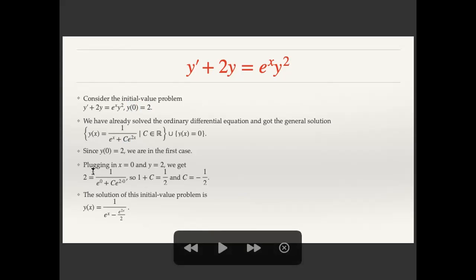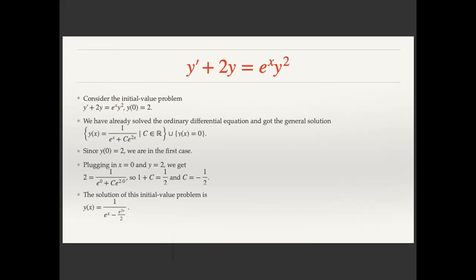So we plug in x equals 0 and y is equal to 2, as you can see here. So y becomes 2, 1 is still itself, 1 over e to the 0, so e to the x becomes e to the 0, plus constant times e to the power 2 times x, which becomes 2 times 0. And of course, e to the 0 is 1, e to the 2 times 0 is equal to e to the 0, which is again 1.